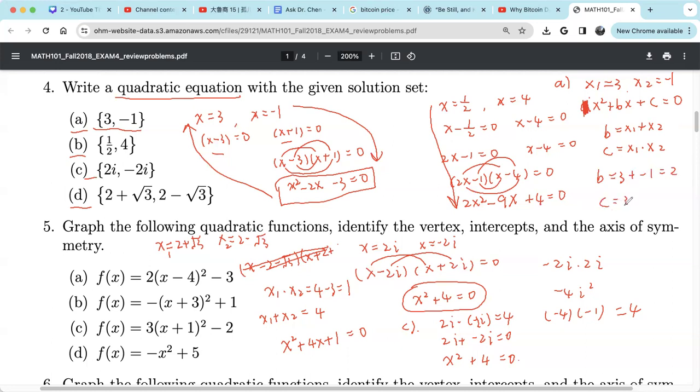And c is 3 times negative 1, which is negative 3. So you see from here, we can also write it as x squared minus 2x minus 3. Here we have 3 plus b equals 3 plus negative 2, negative 1, right? Or we can think of this as negative b. So then b equals negative 2. So we can write x squared minus 2x minus 3 equals 0.